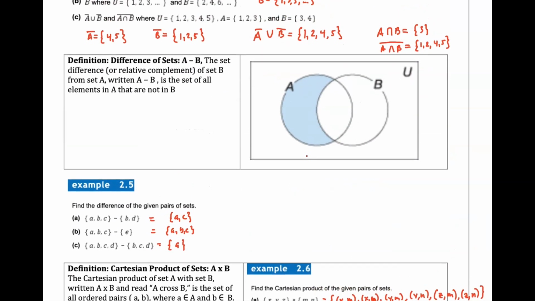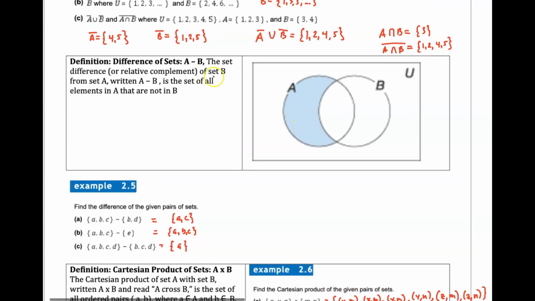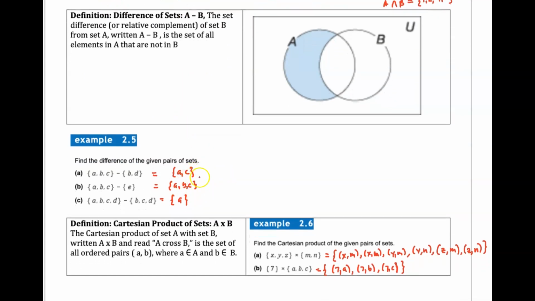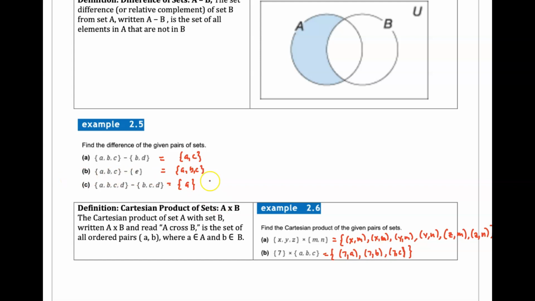There are 2 more operations, one called the difference between 2 sets, or what's called the relative complement, but I like the difference because of the subtract. So that's basically all the elements in A that are not in B. And so you can see the answers for those here. You're basically taking out B, right? Look at A and then take anything out that comes from B. And so that's just A and C. Here, it was just A, B, and C because there's nothing from B in A. Here, B, C, and D are in A, so all that's left over is A. That's the difference between them.